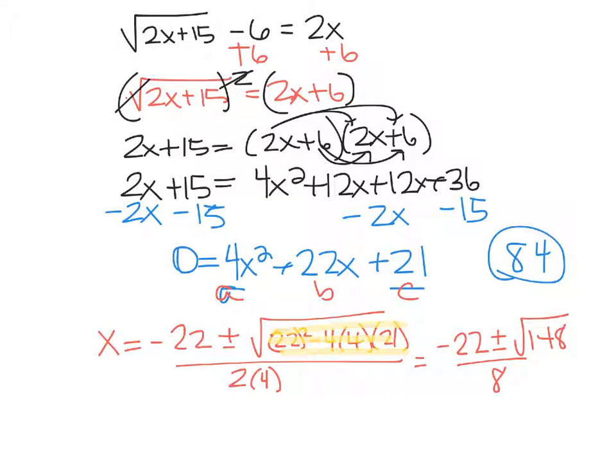Okay, so I have to do negative 22 plus the square root of 148, press equals, and then divide by 8. So x equals negative 1.229. And I have to do negative 22, subtract the square root of 148, press equals, and divide it by 8. So negative 4.271 when I round it.